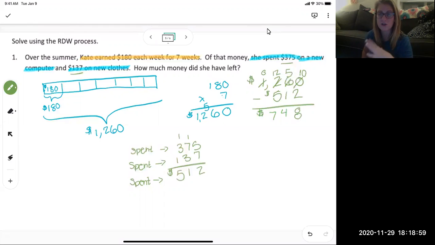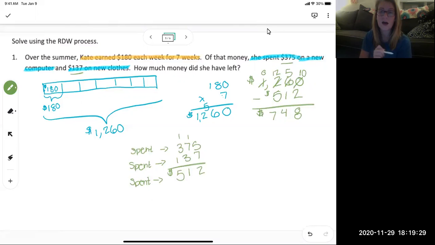So she earned a good amount of money, and the amount she has left is less than that, then you know you're doing it right. Another way you can show that you're doing it correctly is by estimating first before you subtract, or before you even solve. That way you're working with easier numbers. Okay, so we read, we drew, and we need to write.